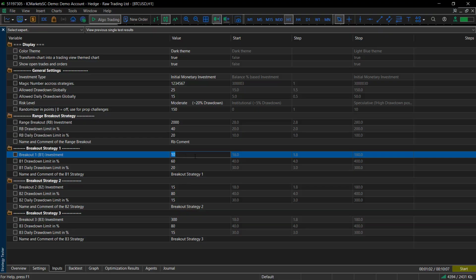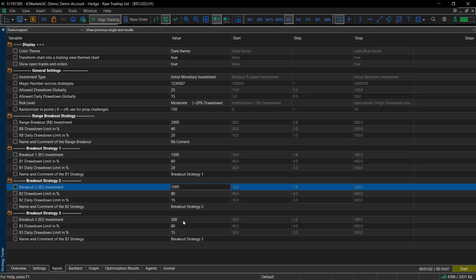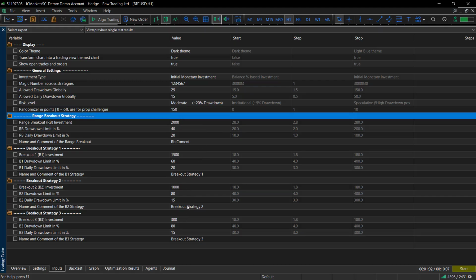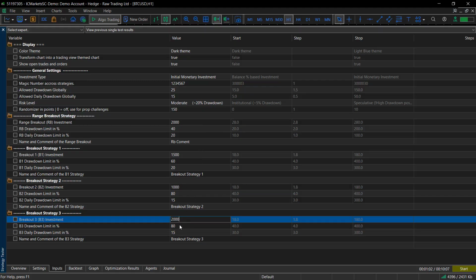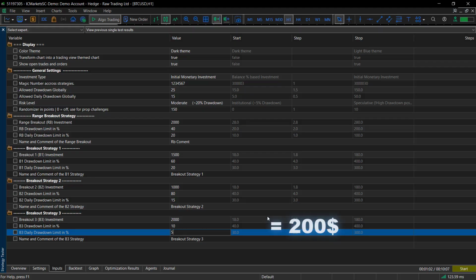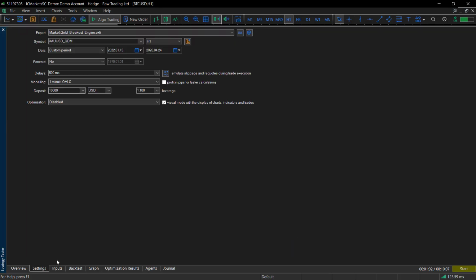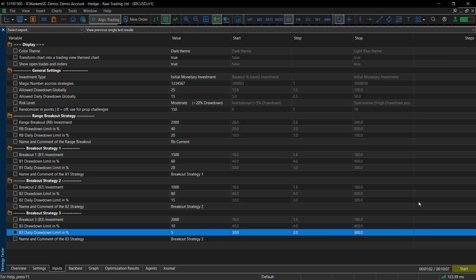Now, each strategy also has its own drawdown and daily drawdown limits, and both of these are calculated based on the strategy's own equity. So for example, if you allocate $2,000 to a strategy and set a 10% drawdown limit, that does not mean a 10% drawdown on your entire account. It only applies to that specific strategy. So in this case, the maximum drawdown will be around $200. So if your total account balance is $10,000, that corresponds to only about 2% of your overall balance.